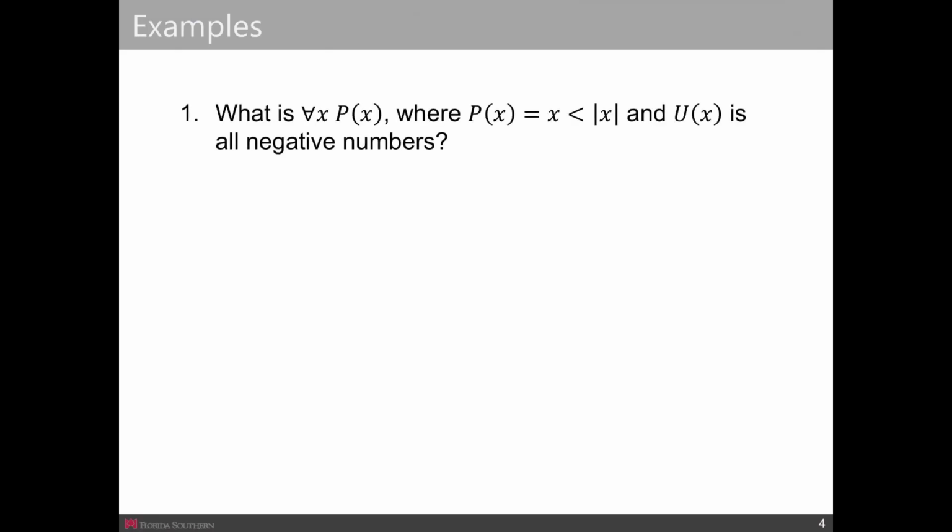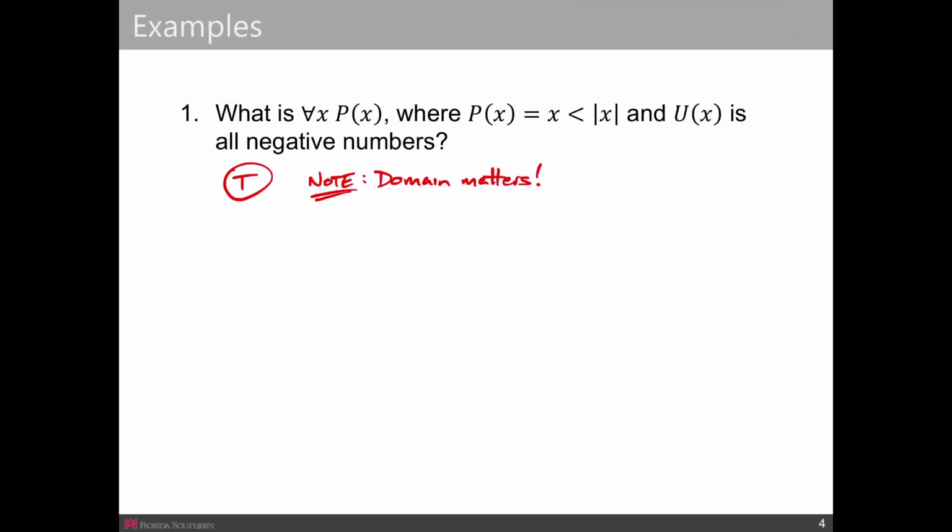So number 1 says this: what is, for all x p at x, where the predicate p at x is equal to x is less than the absolute value of x, and the domain of x, u, is all negative numbers? Take a moment, see if you can answer that for yourself. So it turns out that the answer here for that quantified statement is that it's true. The reason that it's true is that the domain here matters.